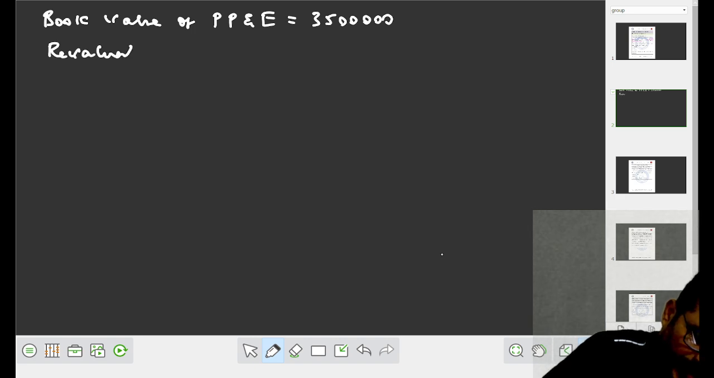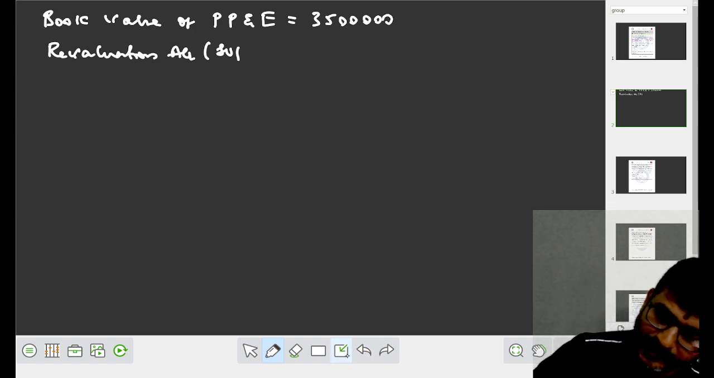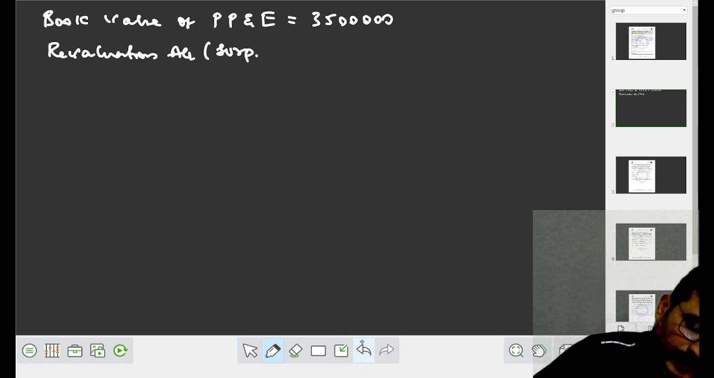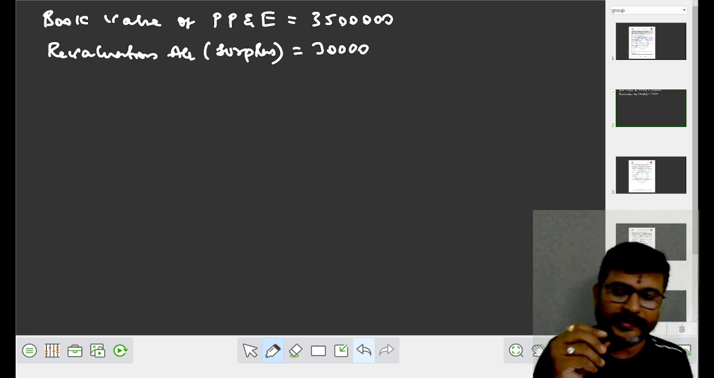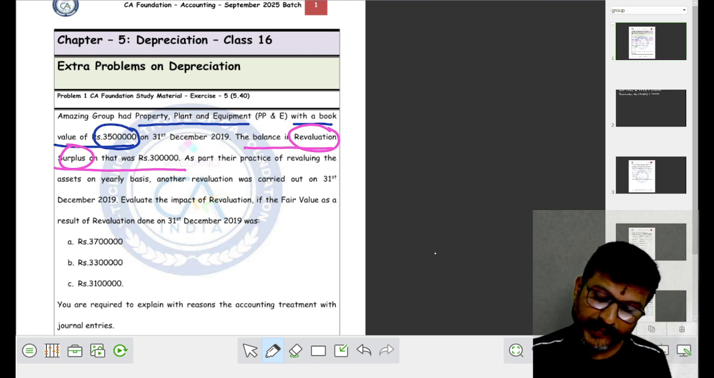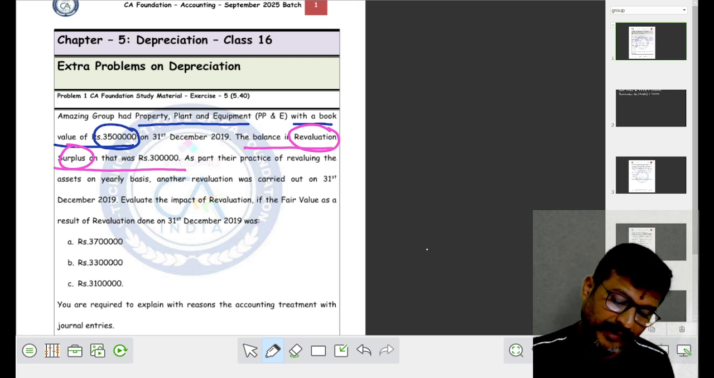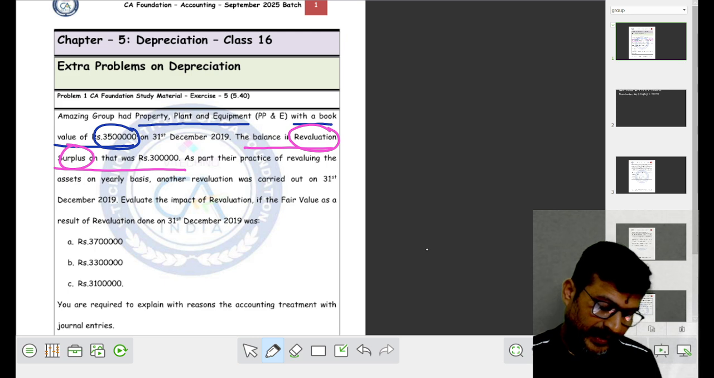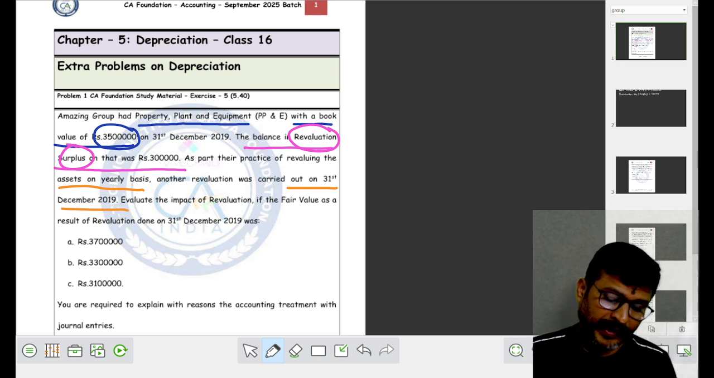You know revaluation account, right? This revaluation account is prepared in case of admission, retirement and death. The surplus in the revaluation account is 3 lakhs. Then see what happened later. As part of the practice, revaluing the assets on a yearly basis, another evaluation was carried out in December.